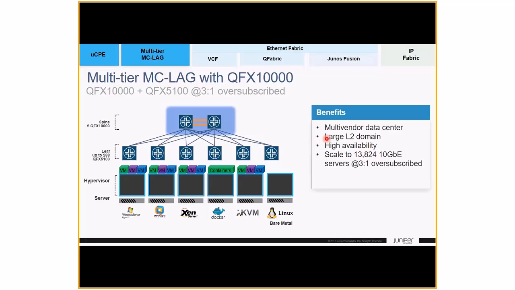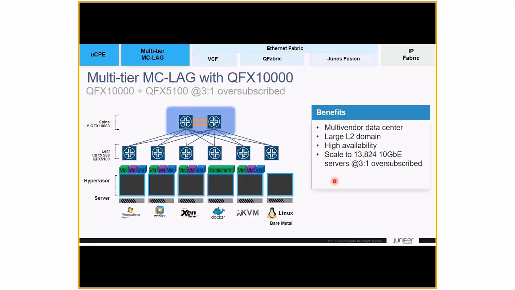This is for really large layer 2 domains. As you see, we're going to move further and further away from the layer 2 domains just because of the abilities we have for policy and such for the IP routing. But this technology with the MC lag still covers 13,000 10 gig ports. We really look at oversubscription on it, but you'd have to look at what your VMs are all requiring to be able to determine what your oversubscription would be.